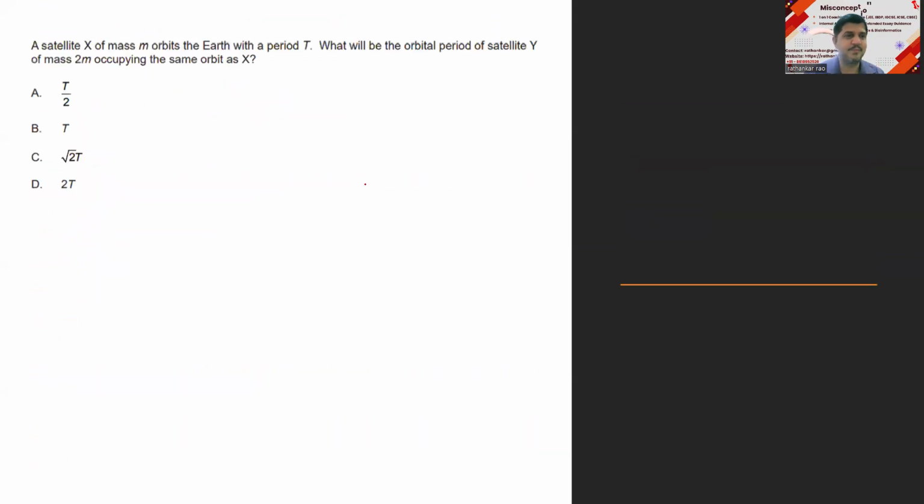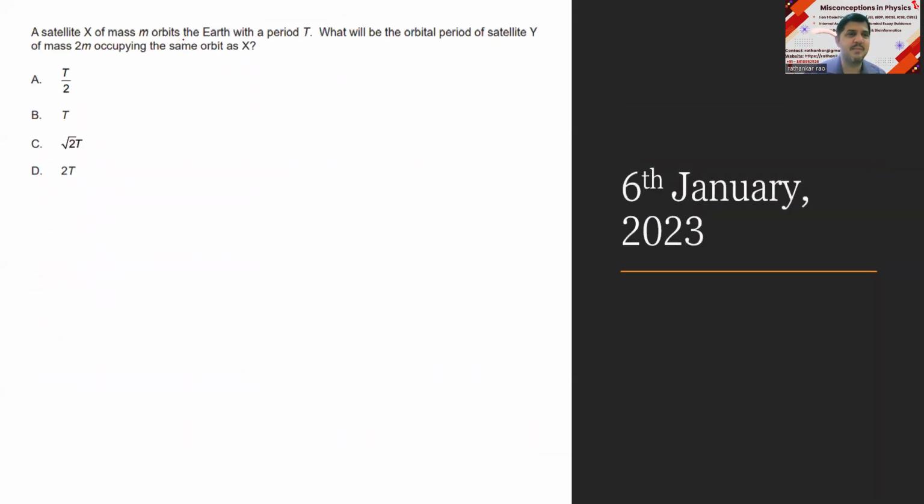Then, a satellite X of mass M orbits the Earth with a period T. What will be the orbital period of satellite Y of mass 2M orbiting the same orbit as X? So, you have one orbit. There is one satellite of mass M which takes a time T to complete one full revolution. Now, what will be the orbital period of satellite Y? You have another satellite, but the mass is twice, and the radius of the orbit is the same. So once again, it also moves like this. Now, how much time does it take?